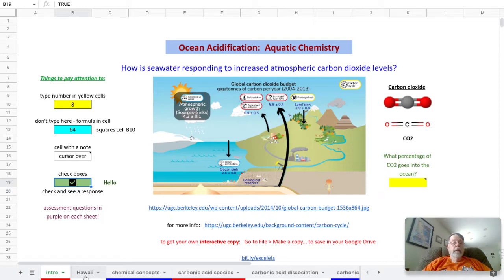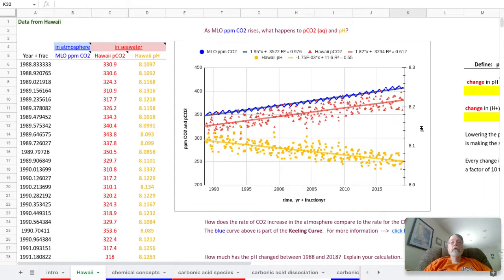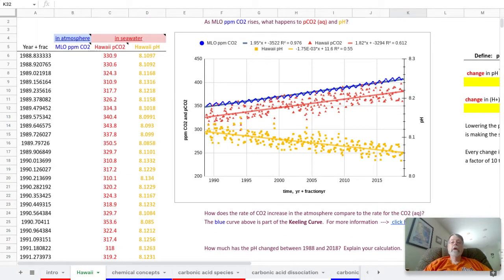Okay, this starts out by having students look at some data plotted for Hawaii, where we are plotting three things. We were plotting the atmospheric carbon dioxide in blue, the aqueous carbon dioxide in seawater, and the responding pH that's dropping over time. There are a variety of questions here given in purple for students to handle and get involved with data. If they need to play with pH or hydrogen ion changes to remind themselves what's happening, that's also on the side of the sheet there.